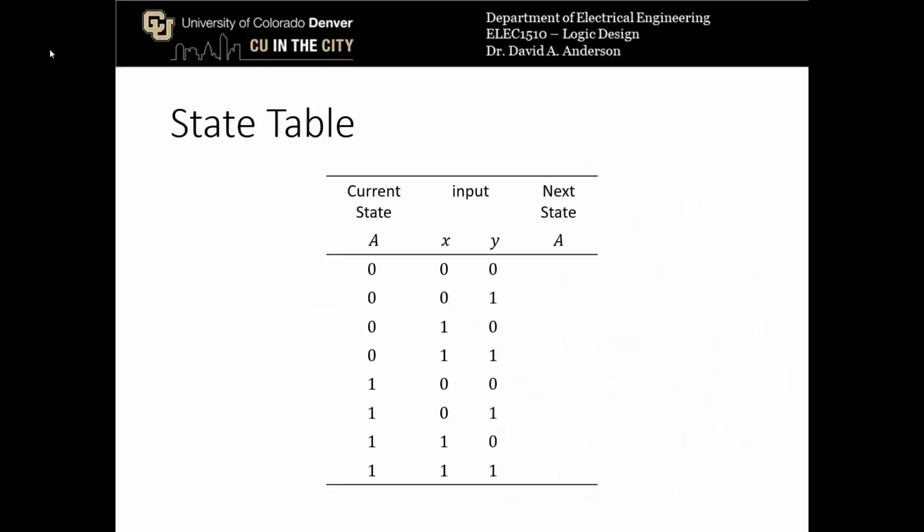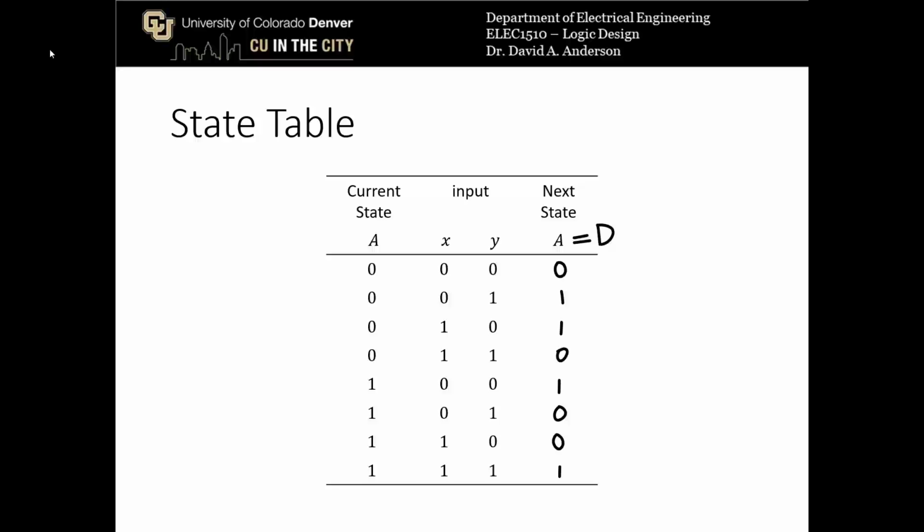So now, using the equation that we derived for D, we can assign the next states by saying that the next state of A is going to be equal to D. And using those four minterms, we can assign 1s to those values. That was A'X'Y, A'XY', AX'Y', and AXY. So we know that for the state table, given the current states and the two inputs, we can determine what the next states are going to be.